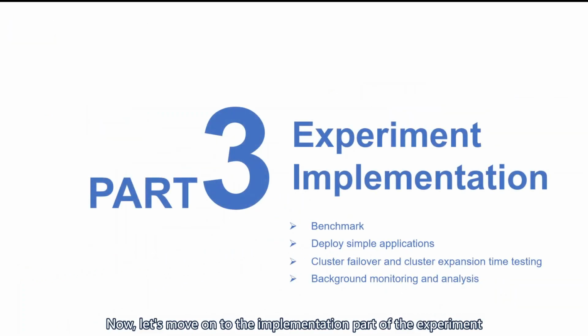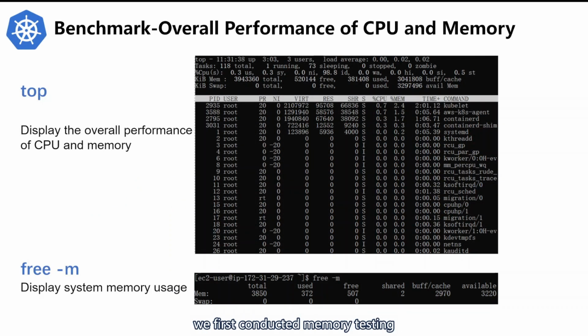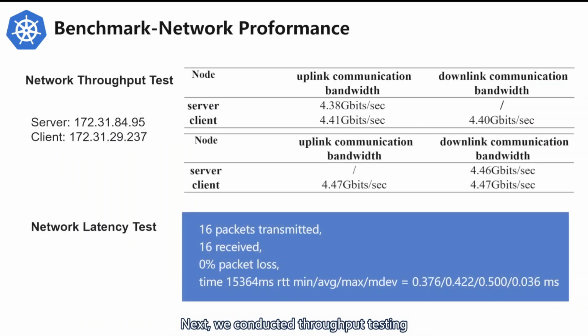Now let's move on to the implementation part of the experiment. In the benchmark, we first conducted memory testing, and we can see that there is no swap used, and it indicates a good memory management. Next, we conducted throughput testing. We used the iperf3 tool to test the bandwidth of the server and client. The network bandwidth is excellent for applications managed by Kubernetes, and the nodes on Kubernetes can both send and receive data at high speeds. In addition, we also conducted network latency testing, indicating good network conditions.